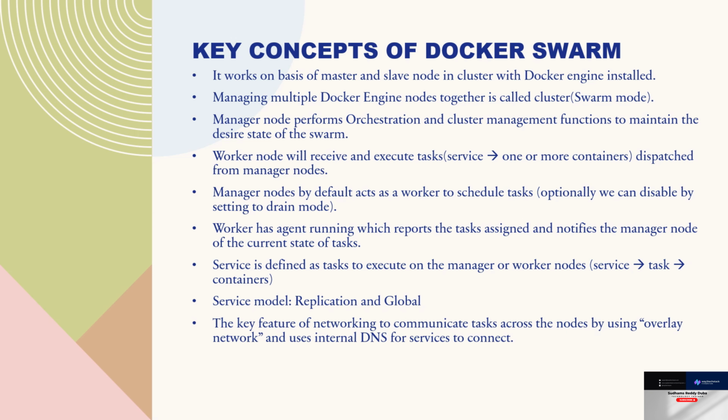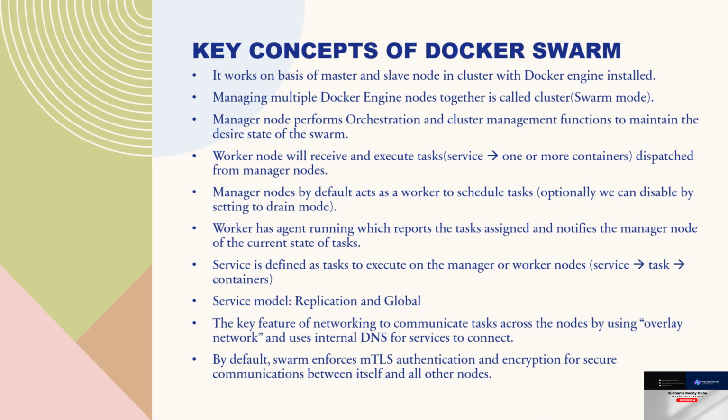Next point. The key feature of networking in this particular cluster is the overlay network. By using the overlay network, we are able to achieve communication between the nodes, where you are trying to distribute the tasks among the nodes, and they are able to communicate with each other because of the overlay network. Not only that, Docker Swarm has an internal DNS which allows you to establish communication between the services running within the node or across the nodes inside the cluster.